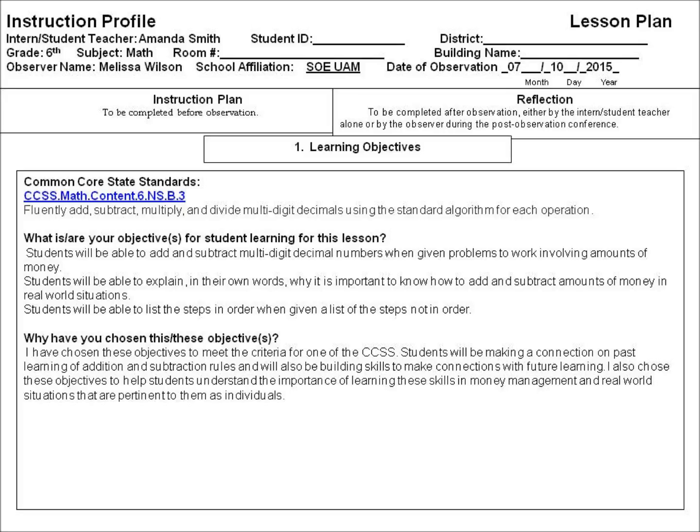My Common Core State Standard is for math at the 6th grade level. The standard states that students should fluently add, subtract, multiply, and divide multi-digit decimals using the standard algorithm for each operation. My objective for student learning for this lesson is that students will be able to add and subtract multi-digit decimal numbers when given problems to work involving amounts of money.